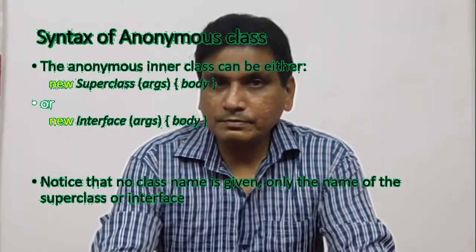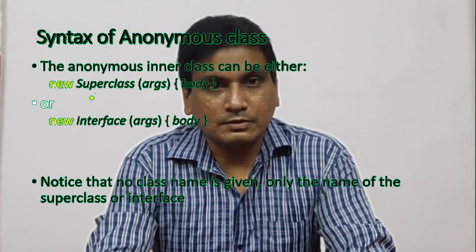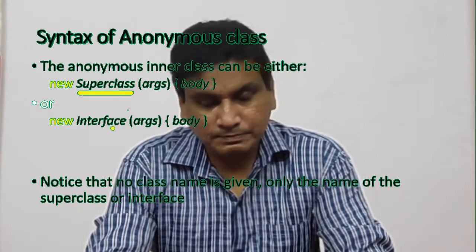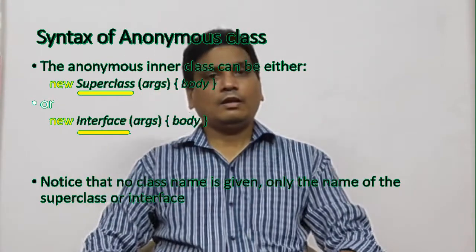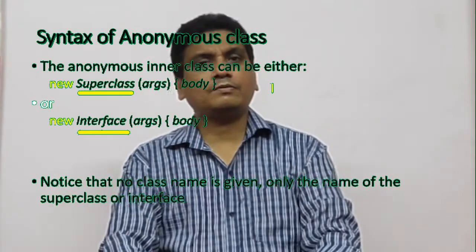Let us look at the syntax of creating an anonymous class. An anonymous class can be created by directly instantiating a superclass or an interface. Let's take an example of how this can be done.